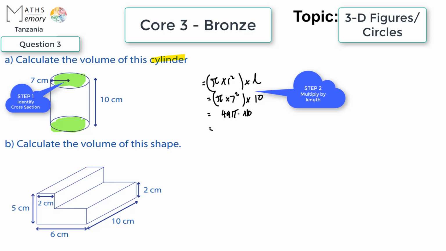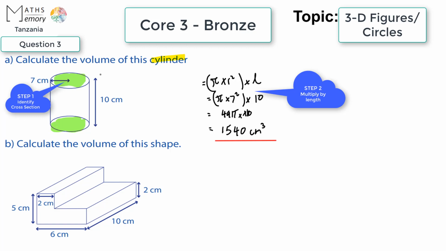But in this case, on the calculator, let's use it. So 49 pi times 10 to 3 sig figs, 1540 centimeters cubed. Pretty simple. Again, cylinder. This formula with a cylinder will never be given to you as well. Anything involving a cylinder, in fact, surface area or volume of cylinder, never given to you.